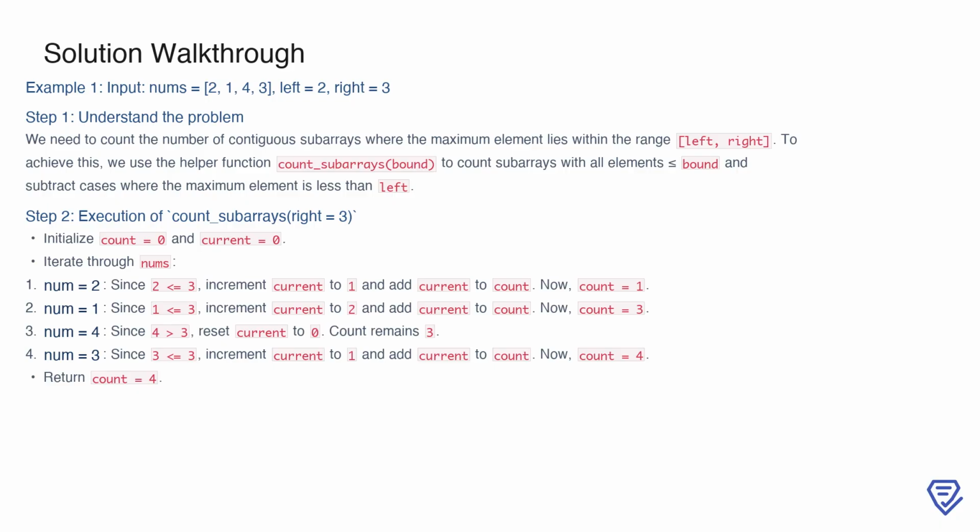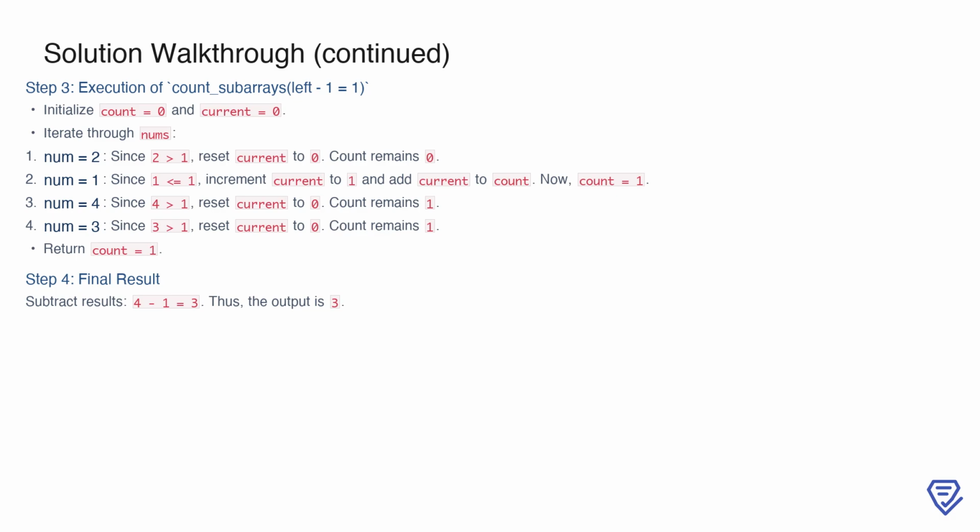Applying this process, 2 and 1 increase the count to 3, 4 resets current, and 3 adds 1 more to make the total count equal 4. This value is returned from the function. Next, we calculate count_subarrays(bound = left - 1), which is 1.